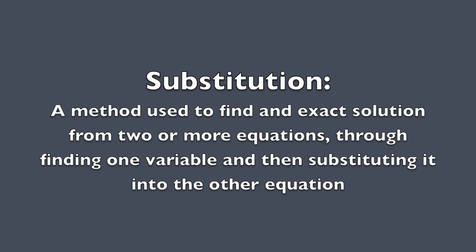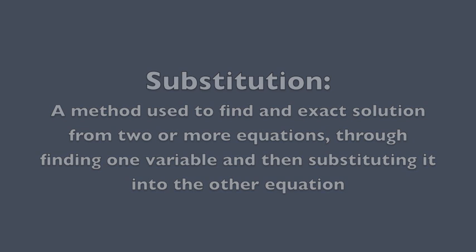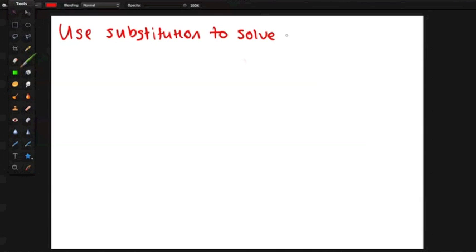Substitution and elimination. What is substitution? A method used to find an exact solution from two or more equations through finding one variable and then substituting it into the other equation. So you use substitution to solve each system of equations.